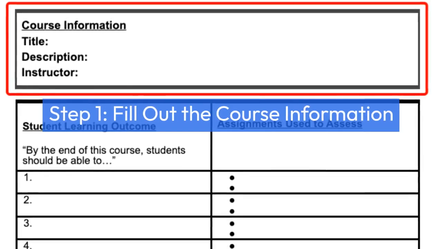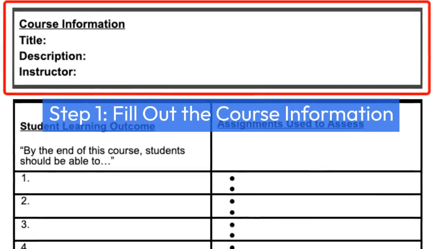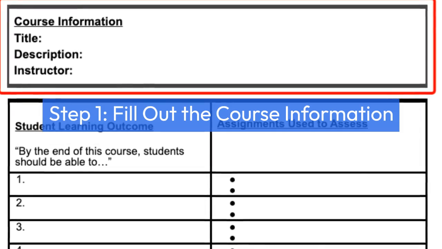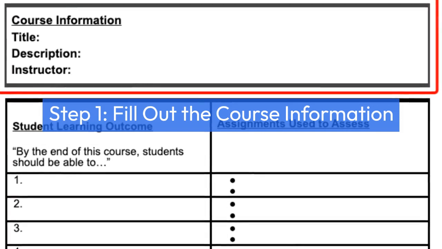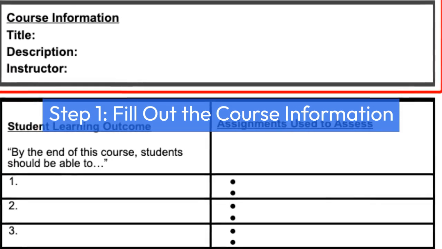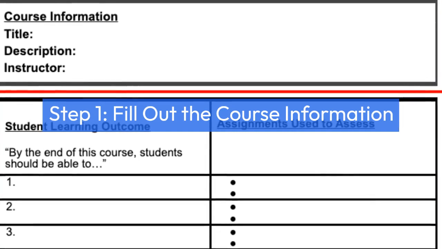Step 1. Fill out the course information. Start by filling out the basic course information at the beginning of the template. This includes the course title, description, and instructor details. This section sets the stage for what students can expect from the course, providing a clear and concise introduction.